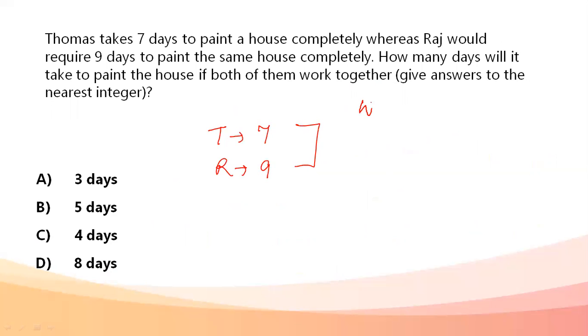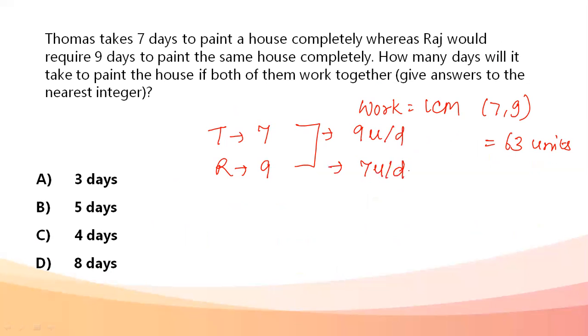Together, how much work will they be doing? That will be LCM of 7 and 9. It is equal to 63. So they have to do 63 units of work. Efficiency of Thomas, 9 units per day. Efficiency of Raj, 7 units per day. Together they are working. That means in one day they are doing 9 plus 7, that is 16 units per day.